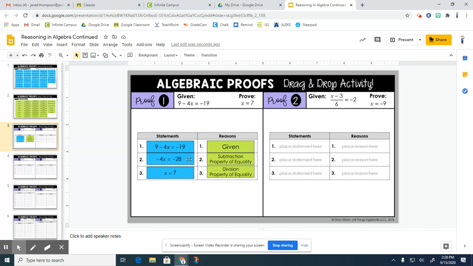Now, I did the first one for you, so there's no reason you shouldn't get this one right. But that's basically the idea. You start with the equation you're given, and that first reason should always be given. Then you solve it, put the statement here, and then a reason why you did that. The last statement should always be what you're trying to prove.